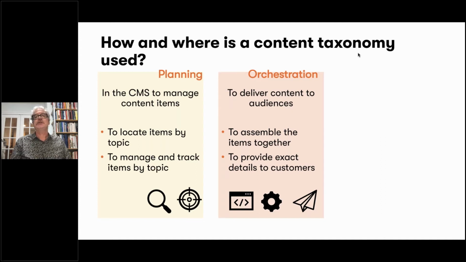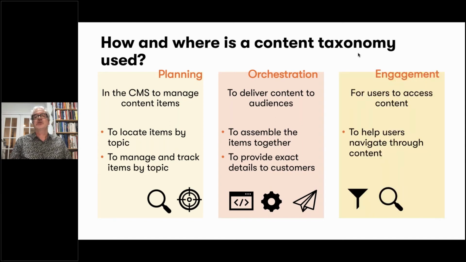And then once the content is delivered to customers, they also want to engage with it. They want to be able to find the precise content and information that they're looking for. So the taxonomy can help them navigate through the content. It can sometimes support things like filtering content. So the customers also take advantage of the taxonomy. So we can see there are a lot of different stakeholders who can benefit from a taxonomy, and really important to think about all these people as you develop a taxonomy.